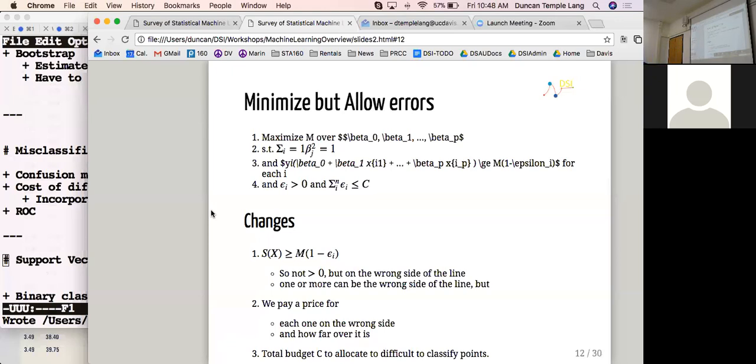Especially in the world that many of you are in, where you don't have a lot of observations. When you have 10,000 million observations, yeah, think about it. But we can go through cross-validation and find the best value of C, just like we did for k-nearest neighbors, just like we did for anything.